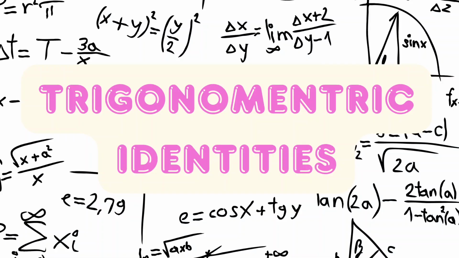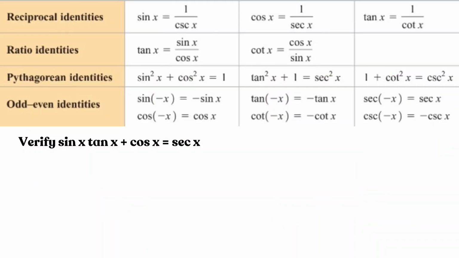Now let's proceed to trigonometric identities. We have reciprocal, ratio, Pythagorean, and odd-even identities. Now, let's have an example. Verify sine x tangent x plus cosine x equals secant x. It's a bit confusing, but let's not panic. The easiest thing that we can always do first is express individual trig functions as something else. That means we rewrite tangent x as sine x over cosine x and secant x as 1 over cosine x.